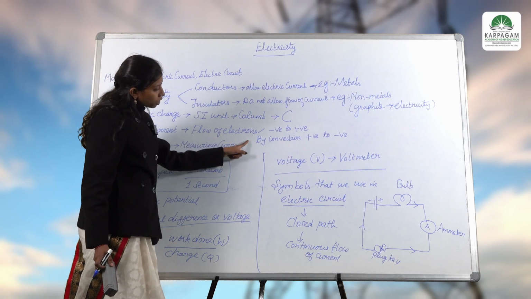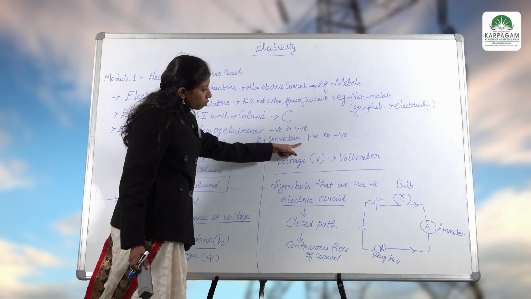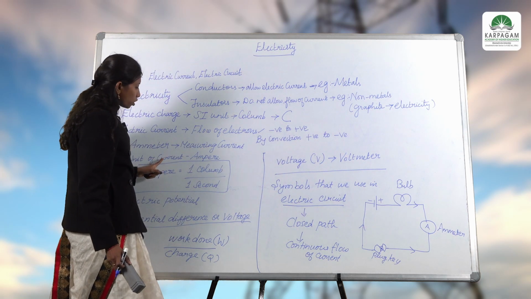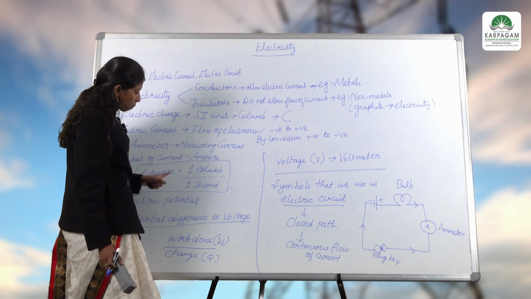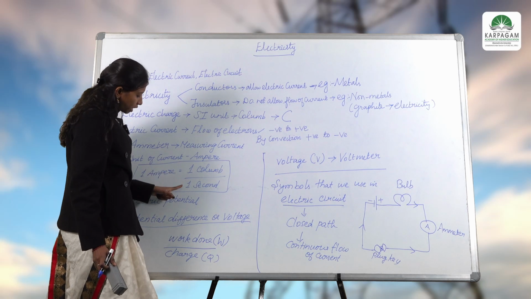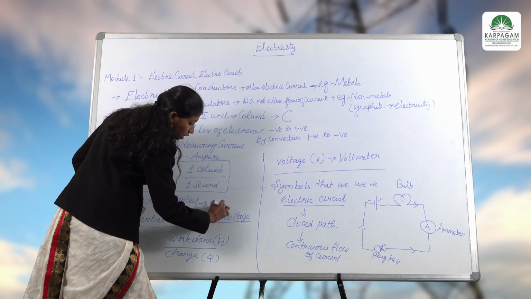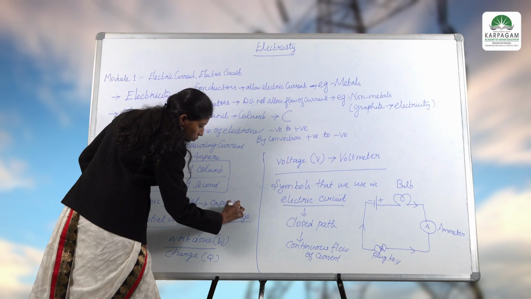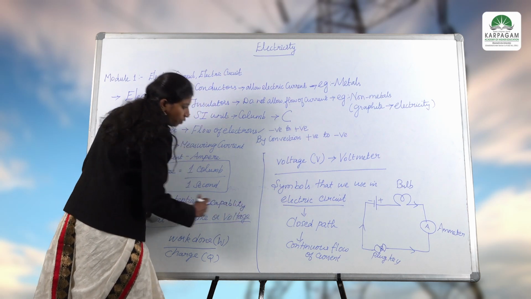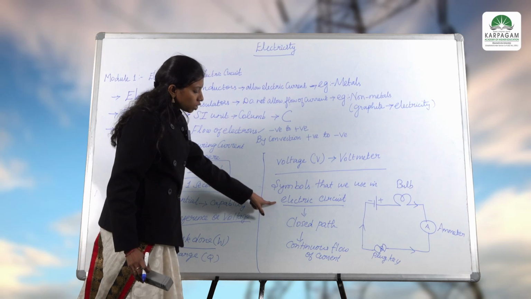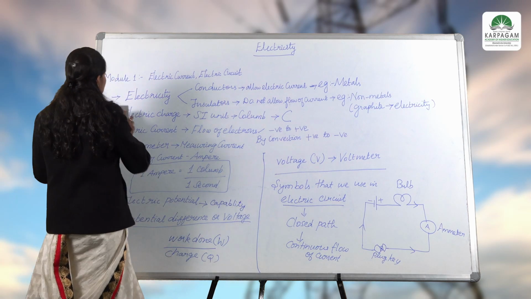By convention, current will always flow from positive terminal to negative terminal, and the unit of current is ampere, and this 1 ampere will be given by 1 coulomb per second. Electric potential is the capability, whereas potential difference is the work done in moving the unit positive charge from one point to another. And finally we have discussed the electric circuit part. The part that is remaining is the symbols.